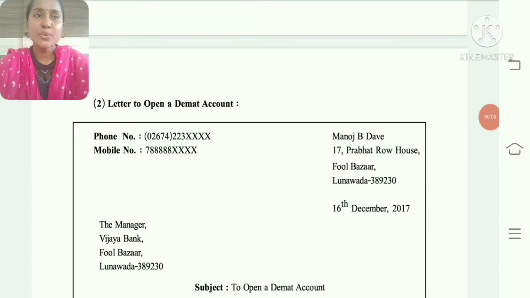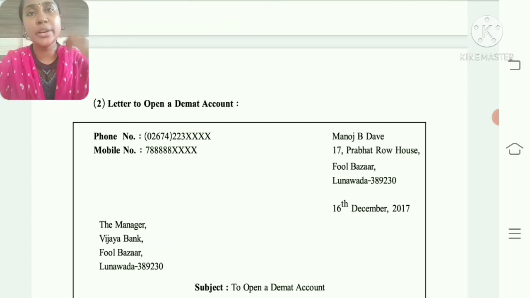So today we are going to see the further portion. Now let us move on with the line-by-line explanation of the topic from the PDF. So students, now let us move on with today's topic. We have completed letter 1 in the previous portion. Today we are going to see letter 2. What is letter 2? Letter to open a demat account.